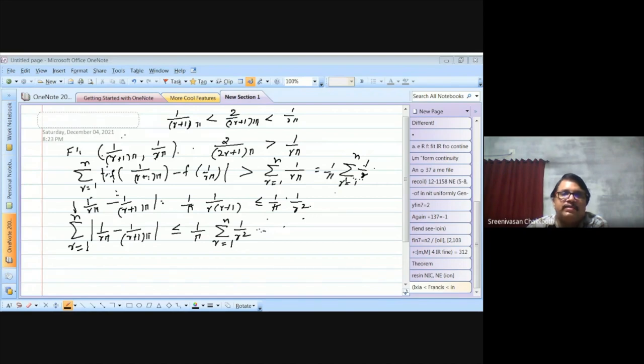Whereas this one, as n tends to infinity, the sum diverges, the series diverges to infinity. So you cannot control the total fluctuation. It grows without any bound, even when the total length of the intervals is finite. So you are not getting absolute continuity here. Okay. The function is uniformly continuous, but it is not absolutely continuous.